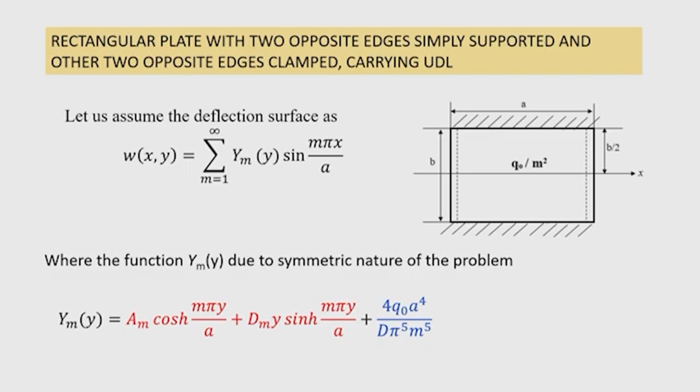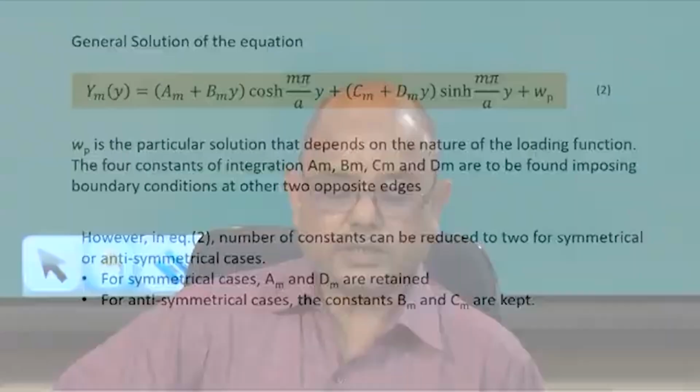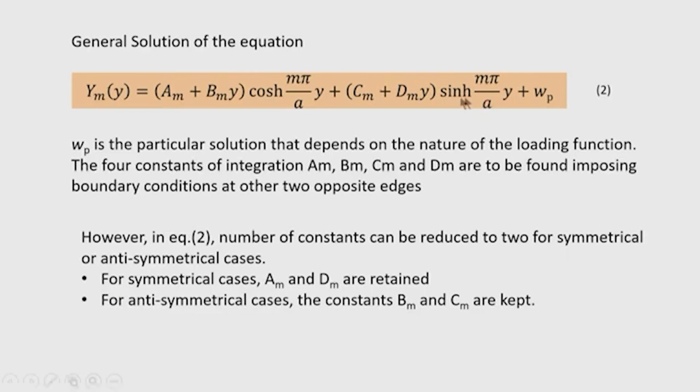So, let us assume the deflection surface as Y m of y sin m pi x by a. Now, earlier we have seen that a solution is obtained in this form, but in the case I am now discussing, two opposite edges are clamped and two opposite edges are simply supported. In that case the symmetry condition is satisfied, and therefore we will take the terms A m cos h m pi y by a and D m y sin h m pi y by a, plus W p, because the plate is loaded. So naturally this particular solution will also exist.